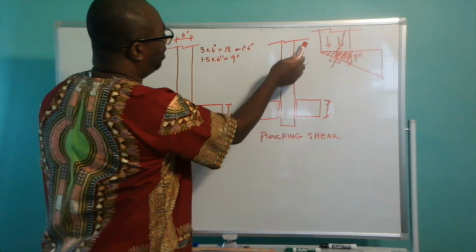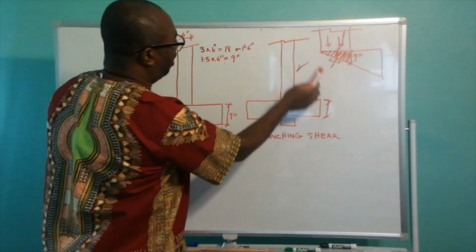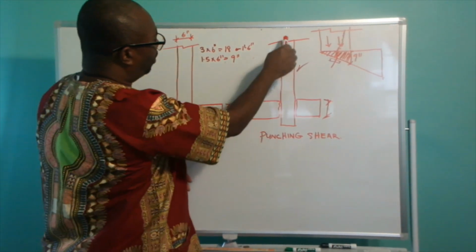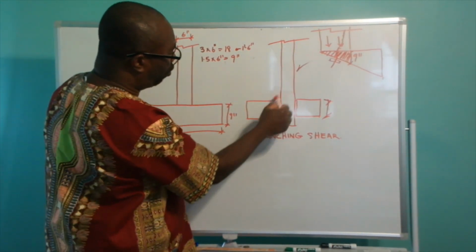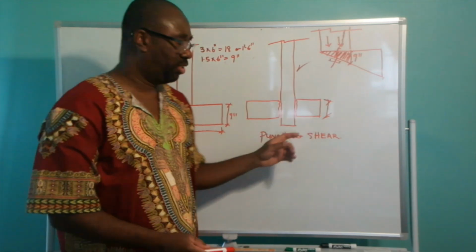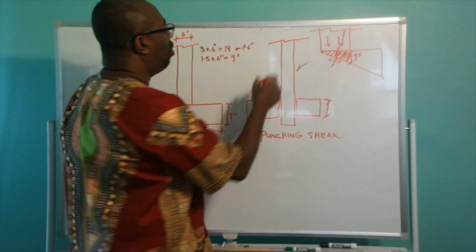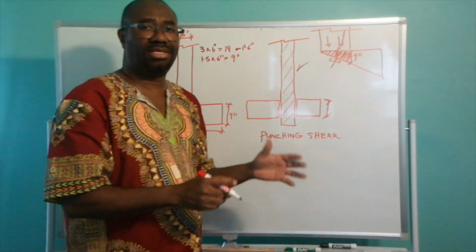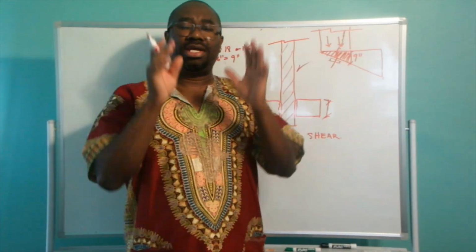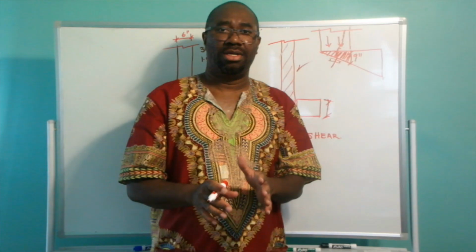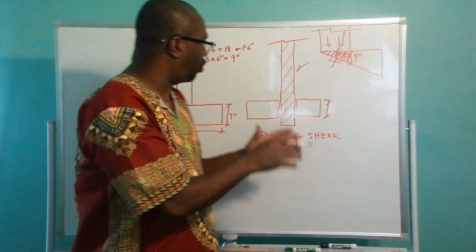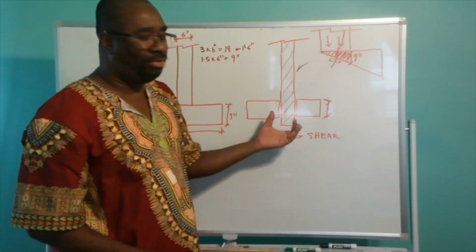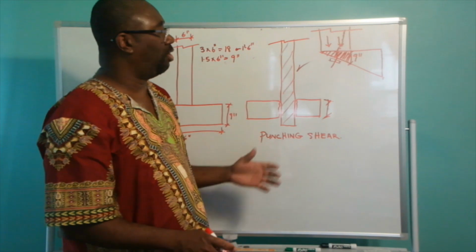And this is an example of what a punching shear looks like. If you notice, the weight of the wall punched through the thickness of your footing, and that occurs when the thickness of your footing is not thick enough to carry the weight of the structure. So the weight of the structure is so much that the thickness cannot deal with it, and the wall is going to punch through the footing, and that is what we call punching shear.